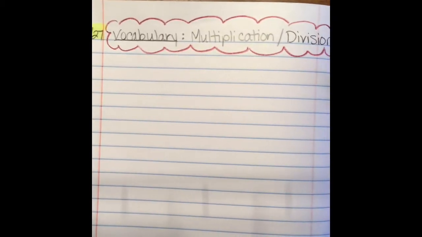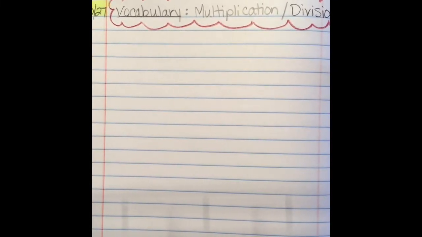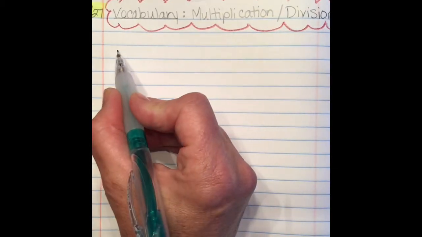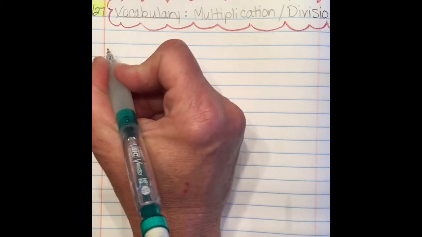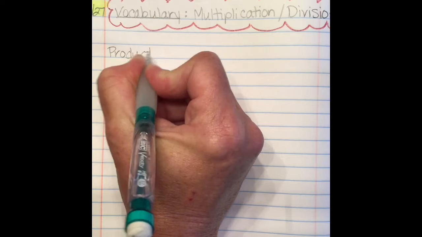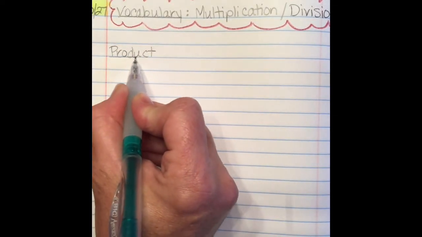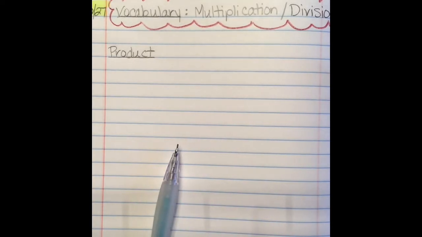All right, so we need to make sure that we understand the different vocabulary terms that we are using as we go through all of this. So I'm going to backtrack a little bit, and I want you to skip a couple of lines, and I want you to write the word product. And I want you to think to yourself, what does the term product mean? I will underline it, and then I will highlight it.